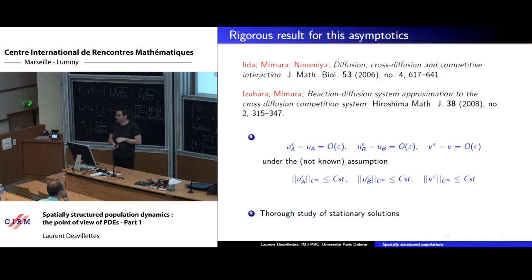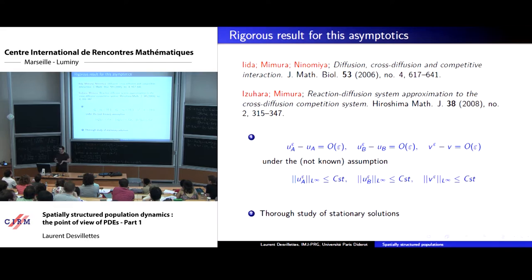Okay? But then, of course, one has to show that those a priori estimates are true. And up to my knowledge, there is no setting in which someone really was able to show that.